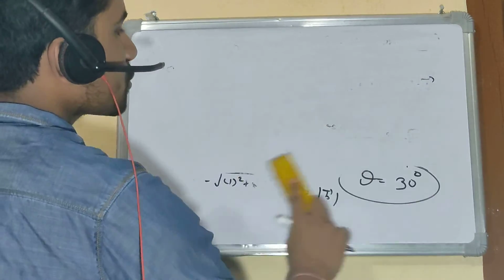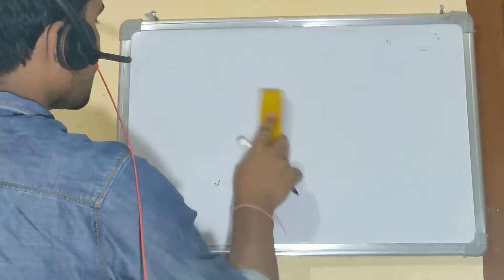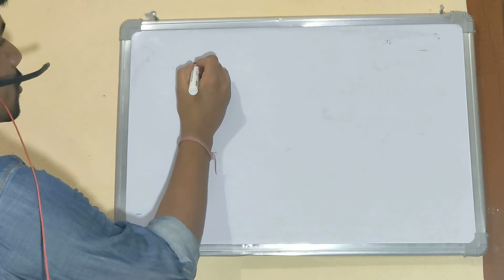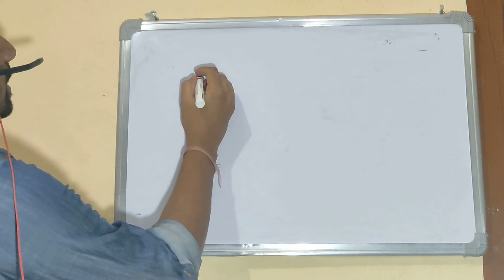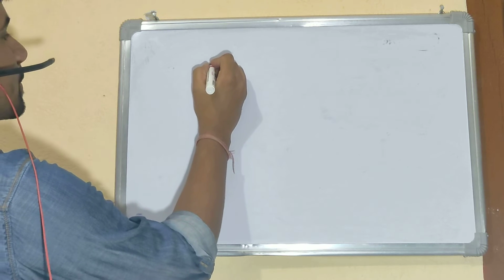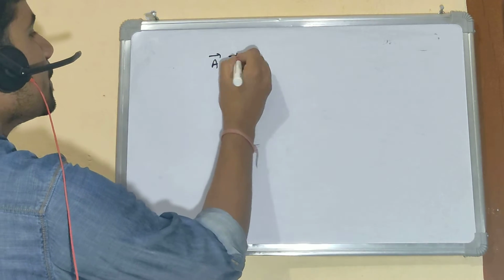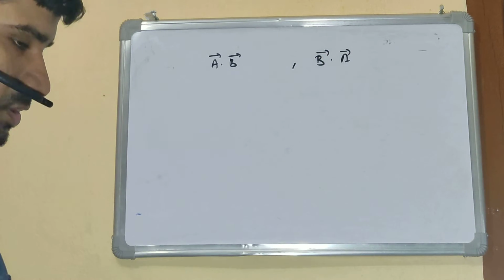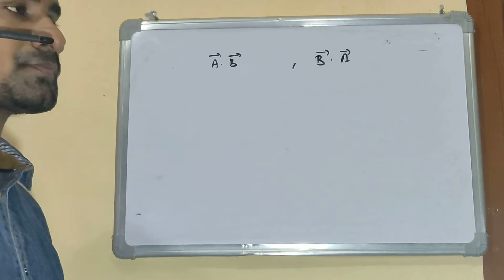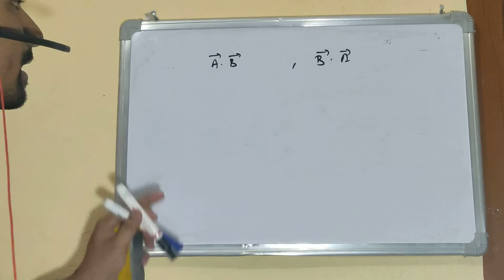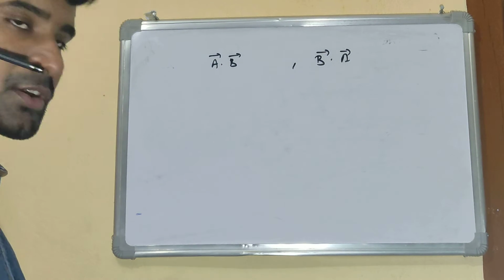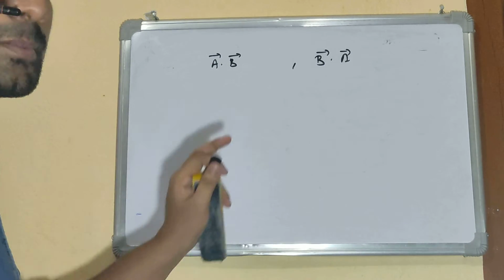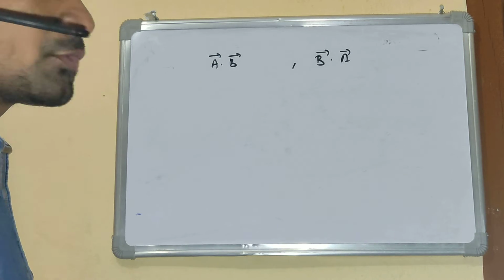So we just understood problems on dot product. Let's talk about the commutative law. Whether A dot B and B dot A will be the same or not. Let's understand whether the dot product follows the commutative law. A dot B will have one magnitude and B dot A will have one magnitude. So whether both will be the same or not.